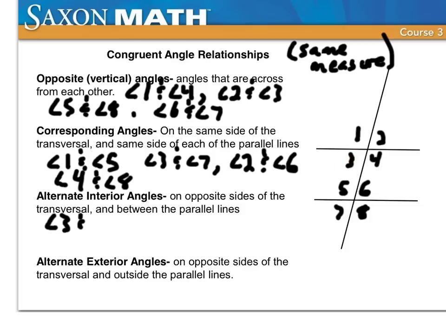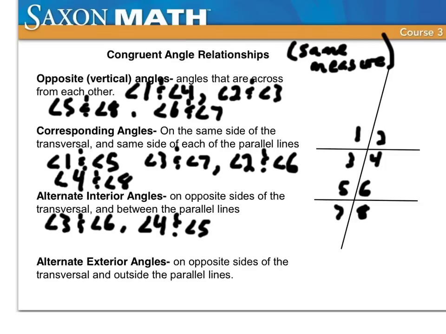Okay, so angle 3 and angle 6 are alternate interior angles, which also means that angle 4 and angle 5 have to go together as alternate interior angles because they're both on the inside and they're on opposite parts of the transversal. One's on top, one's on bottom, and one's on the left and one's on the right. Okay, so alternate interior angles, 3 and 6, 4 and 5.